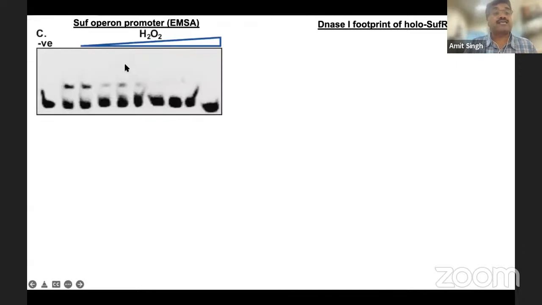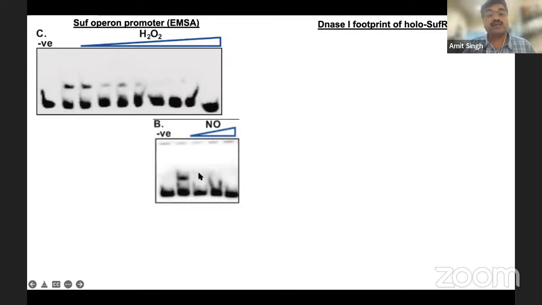So the first experiment which we have done is an EMSA experiment where we have incubated the holo form of the protein, which is the 4-iron-4-sulfur cluster form of SUFR, with the DNA fragment. And here you will see that a nice complex is formed. And then when you treat this protein with increasing concentration of H2O2, you will see that the DNA binding is lost, which tells you that when SUFR is getting converted from holo form to apo form, the DNA binding ability is lost.